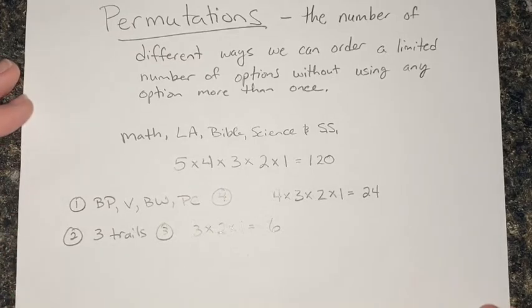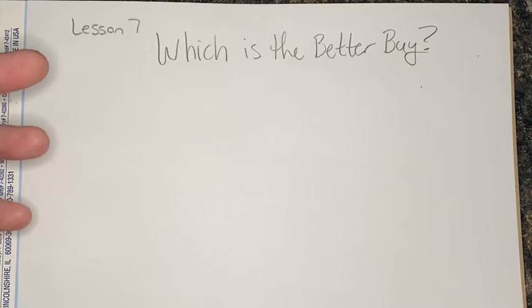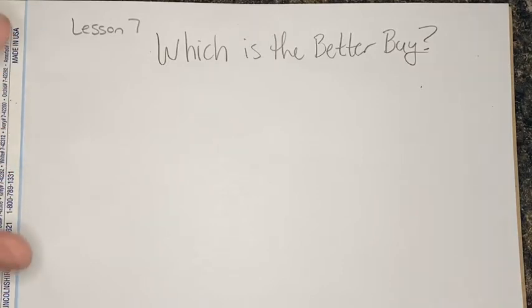Okay, so that is our lesson number 6 on permutations. Now for lesson 7, it's titled Which is the Better Buy? They are trying to teach you a different method of distinguishing which of two items sold at different quantities is a better buy.